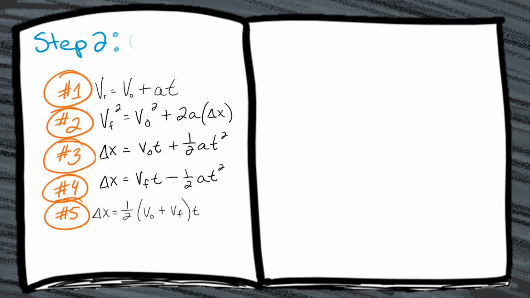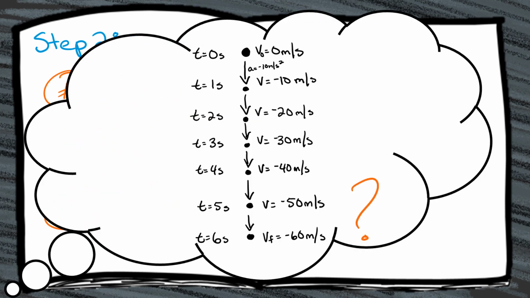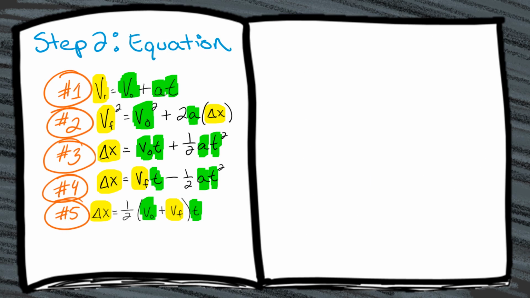Well, first we must color code our known and unknown variables and then determine which equation is appropriate for solving for the missing variable. Now remember, in order for the equation to be considered appropriate, it must only have one missing variable and the others should be known. Okay, so let's first try to verify the final velocity that we came up with from our drawing with one of these kinematic equations. Which one should we use?